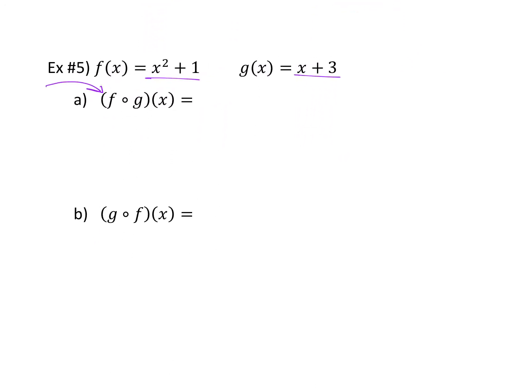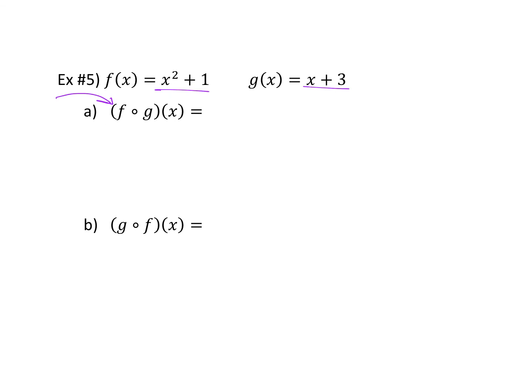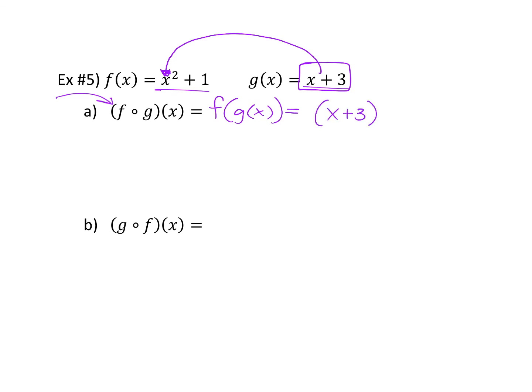So for example 5 here, we're going to start with the g of x. If you like to think of it this way better, I like this way better personally. It's the same thing, okay? f of g of x is f of g of x. So you're going to start with g of x, x plus 3, and plug that into the x in the f of x function. So think about what that looks like now. You have x plus 3 squared plus 1.